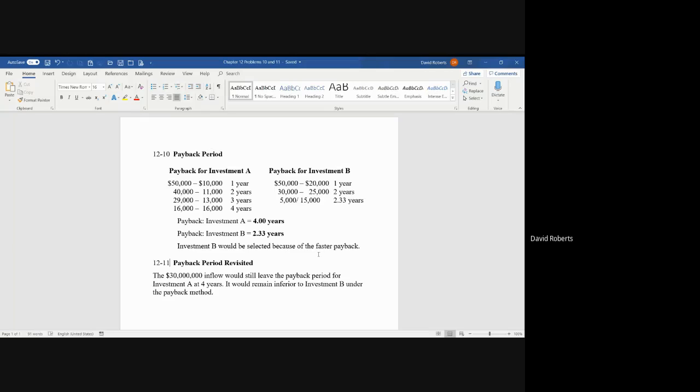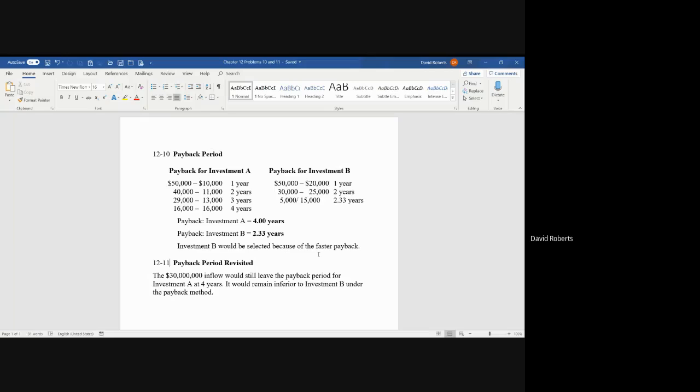In investment B, once again, you invest $50,000, but you get cash flows of 20, 25, and then a cash flow of 15,000. Now, after 3 years, you've got more than your money back. You've got 60,000. So it's partway between year two and year three, and that partway is 0.33.